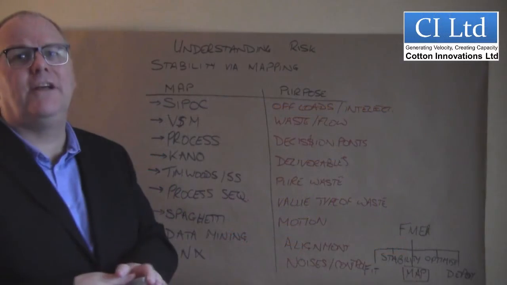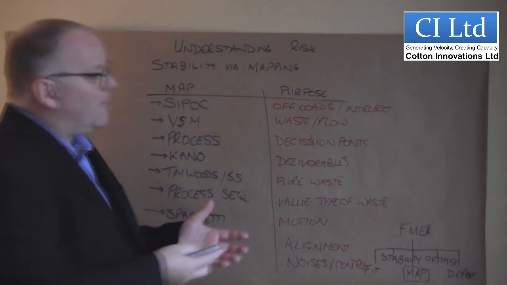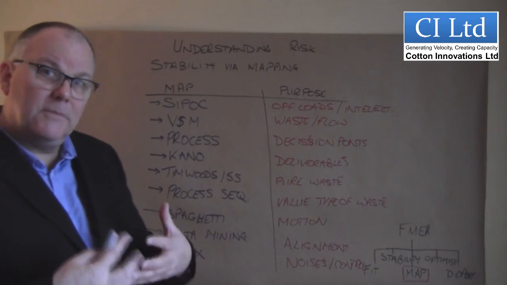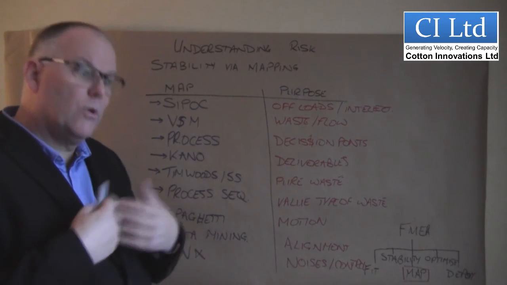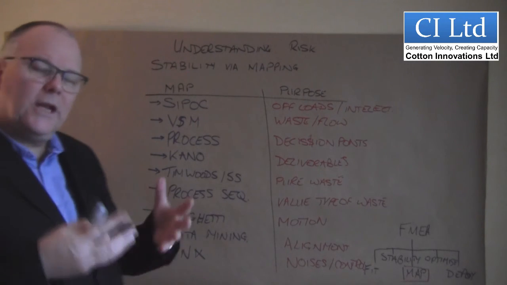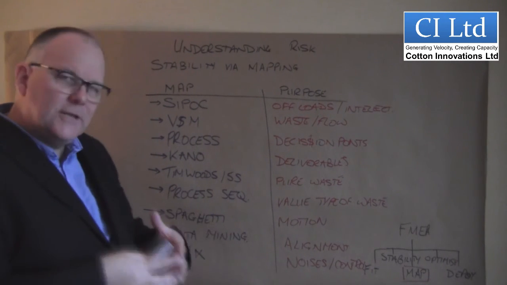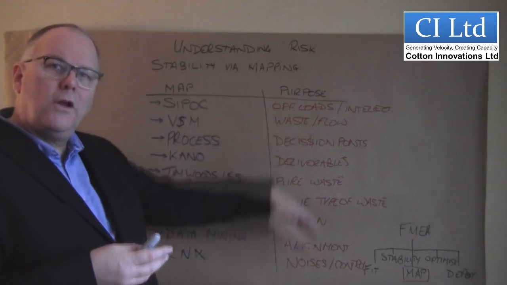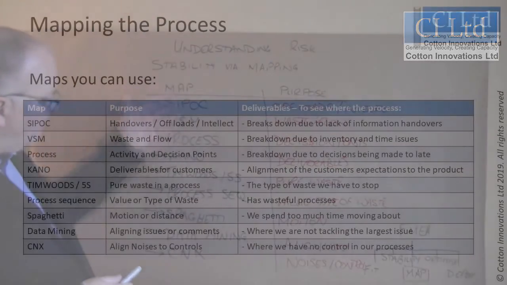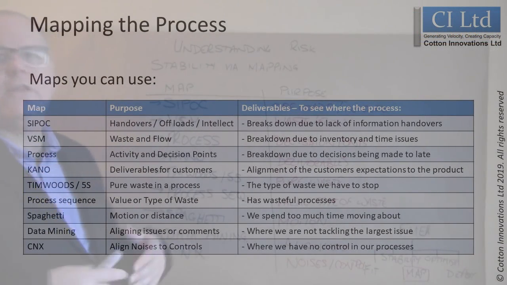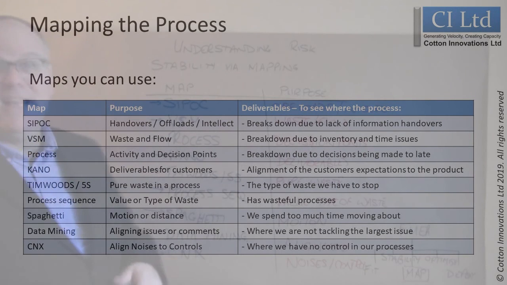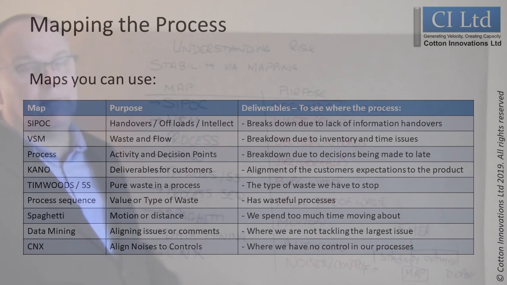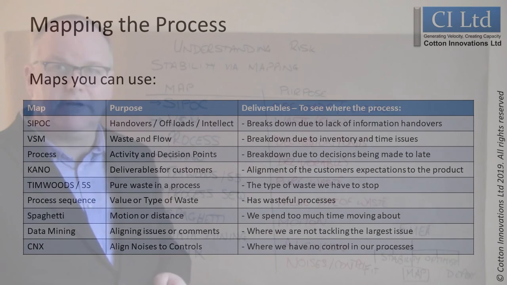Reach out to us at Content Innovations Limited if you'd like to know more about using maps and helping them to show us what we need to see so that we can improve our process. But mapping is all about understanding what do I want to see and then choosing the map that I need, rather than using what we typically use is a process map or a value stream map, and they won't show you what you're trying to find.